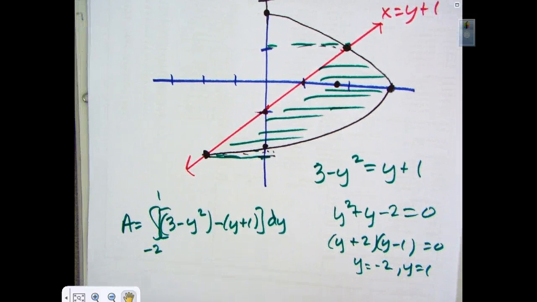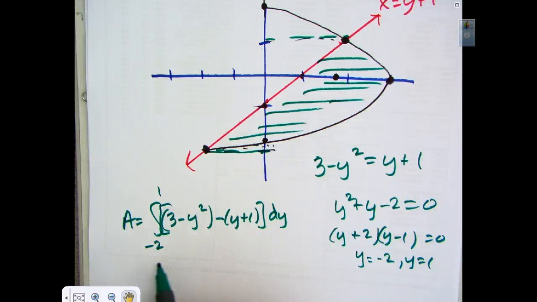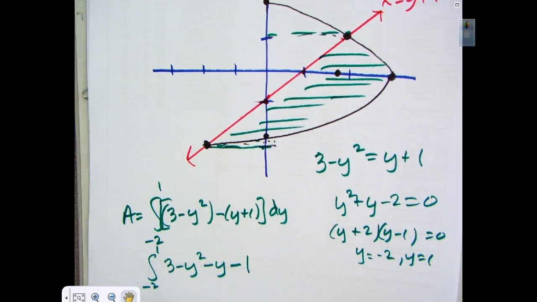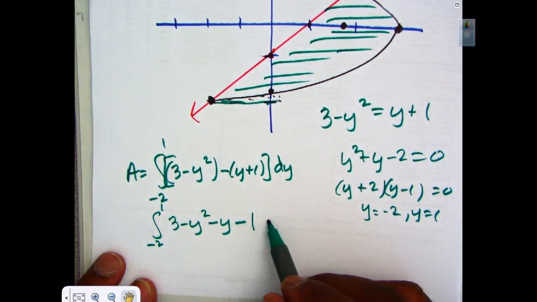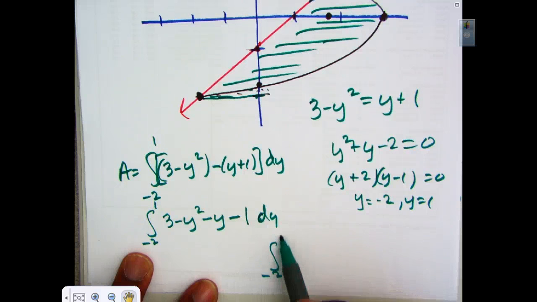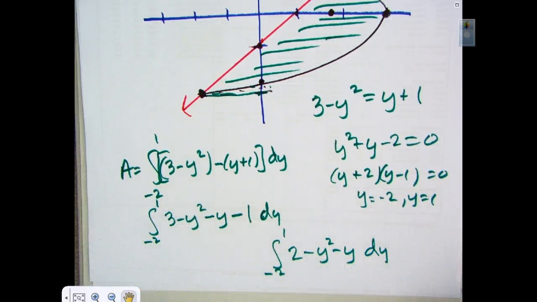And here's what I was talking about a little earlier. This negative sign needs to be distributed all the way through. So that's the integral from negative 2 to 1 of 3 minus y squared minus y minus 1 dy, or the integral from -2 to 1 of 3 minus 1 is 2, so 2 minus y squared minus y dy. And then at this stage, it's just a matter of finding the antiderivatives and plugging it in. So we'll stop there and let you finish that.